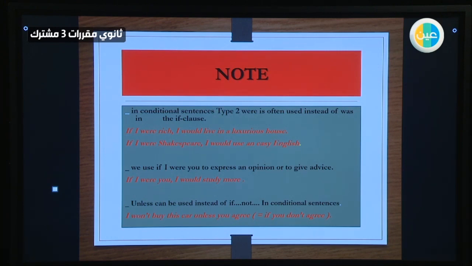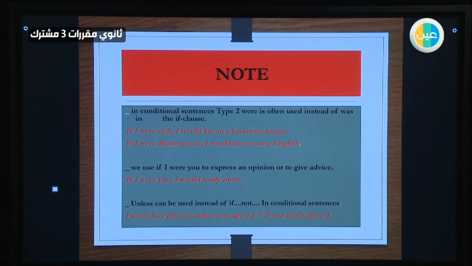So this didn't happen really, just I imagine, and this thing's difficult to happen. So I use the past, and I use were, not was. Why? Because it's in number 2, or type 2. Usually I use were instead of was. Another sentence. If I were Shakespeare, I just imagine, I would use an easy English, not difficult. So because it's difficult to happen, not real, I'm going to use if and past. The past here were and not was, and in the other part would or could, okay, in the past. Then this is type 2, okay?